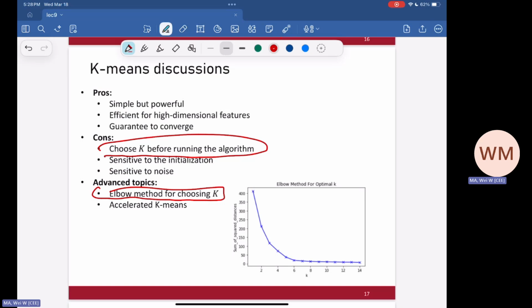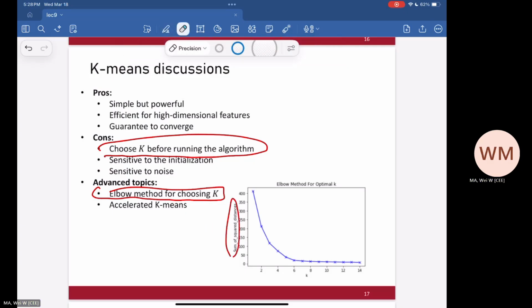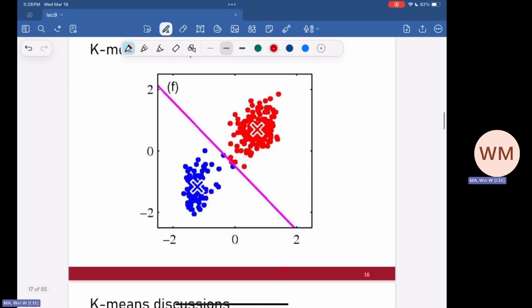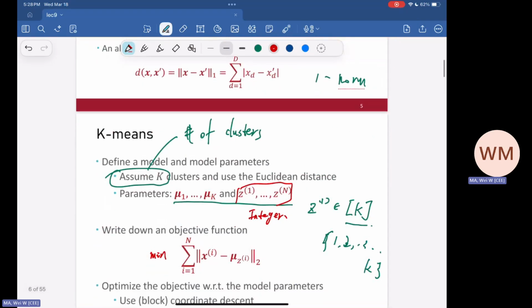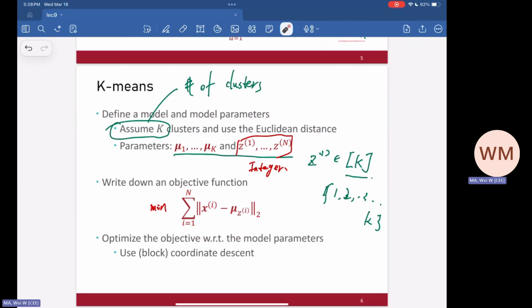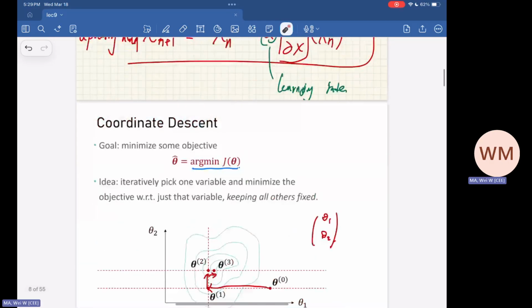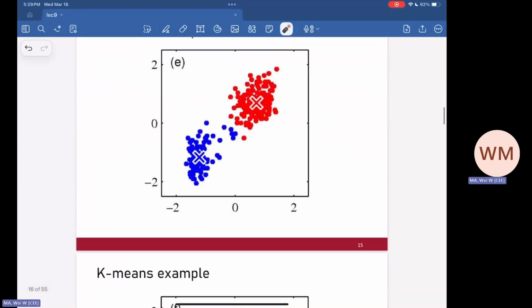So the elbow method means that you just run k-means for all the k, and then you draw the objective. I think you can prove that for this objective, as k becomes larger and larger, the objective will become smaller and smaller. So this objective will definitely decrease when k increases. You can imagine that if k equals n, then this becomes 0. So essentially you have a decreasing curve given different k.